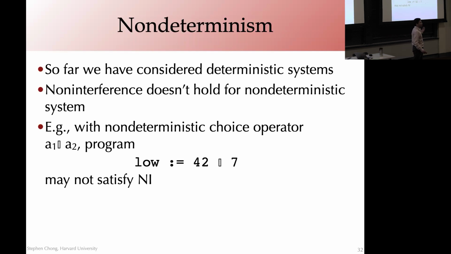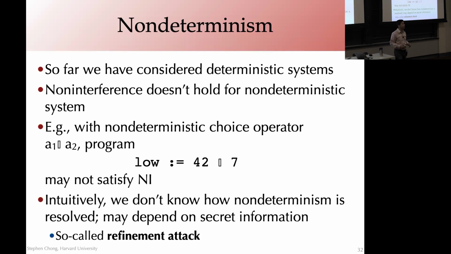Exactly. So if we actually look at the definition of non-interference, it may not satisfy it because low equivalent memories might end up with different low states, one where it equals 42, one where it equals 7. Now this might be a security concern because we don't actually know how this non-determinism is being resolved. Maybe it's actually going to be resolved based on some secret information. Now this is what's known as a refinement attack. The set of possible behaviors of the system might be refined down to a subset of those, perhaps revealing secret information. So there are some notions of non-interference that do work in non-deterministic settings.